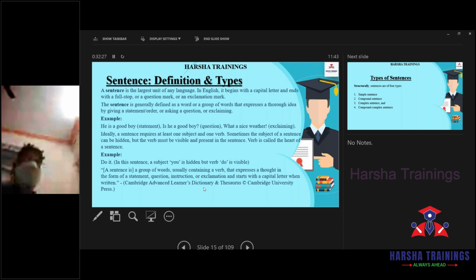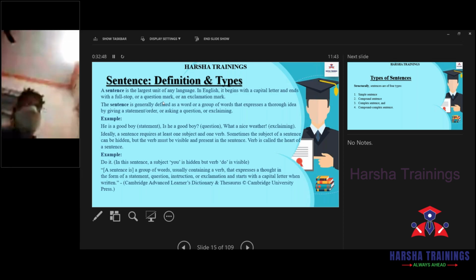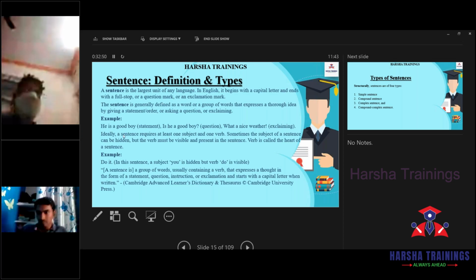It begins with a capital letter in the beginning, right? And ends with a full stop. In the end, we put a full stop, or an exclamation mark or a question mark, depending on the type of sentence we are using, right? Now, this is vocabulary, words. So, for example, he's a good boy.